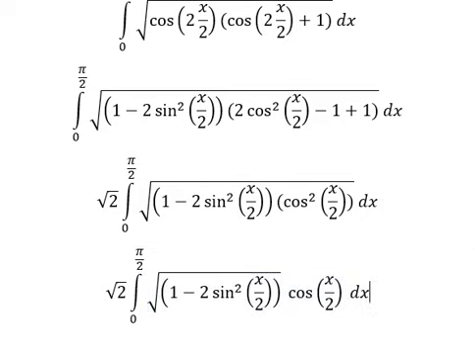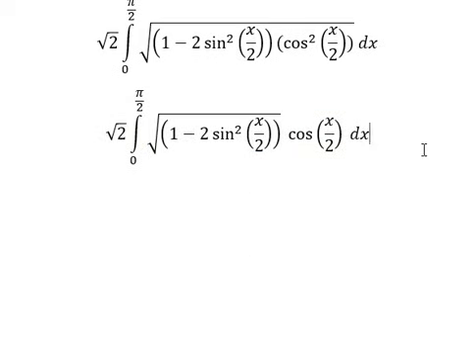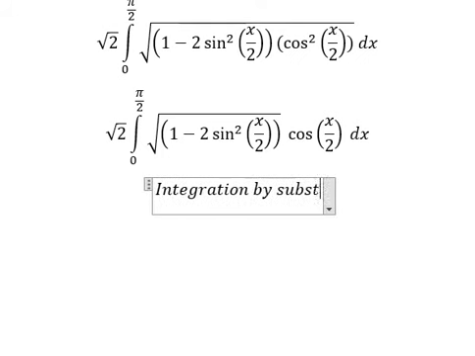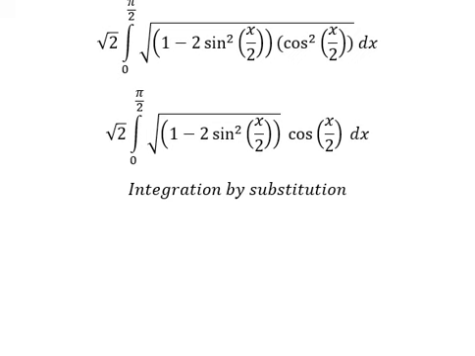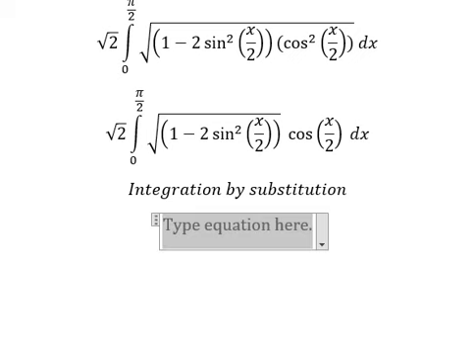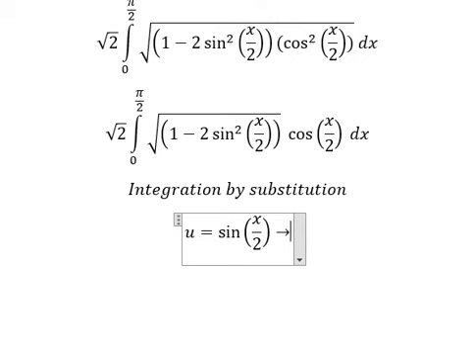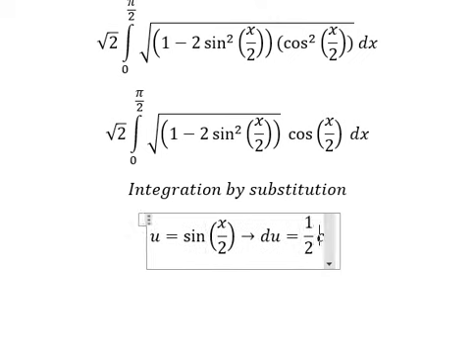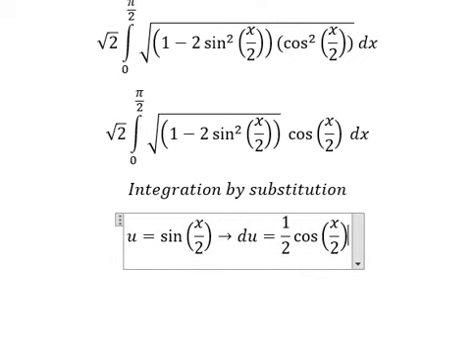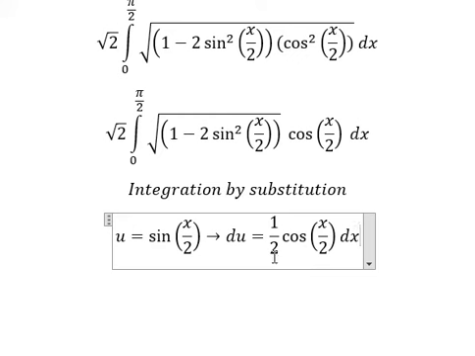Now, we will use integration by substitution. So I will put u equal to sine of s over 2. Du we have 1 over 2 cosine of s over 2 ds. Because we don't have 1 over 2 in here, we multiply both sides by number 2.